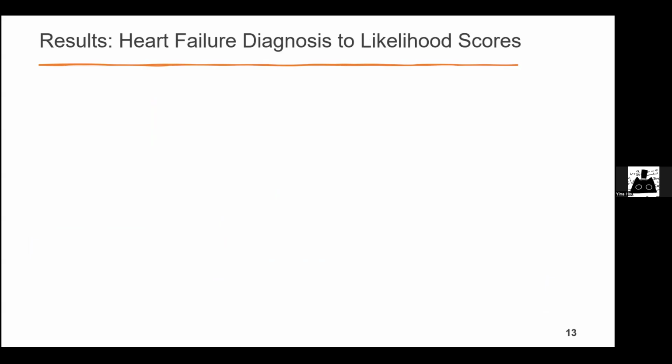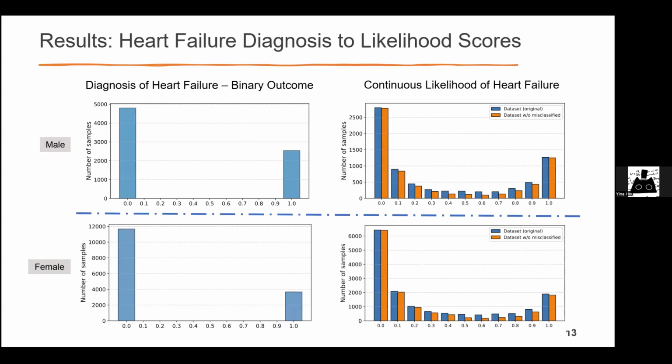After our framework, we use a distribution plot to show the performance of changing binary labels to a likelihood score for both male and female datasets. The distribution becomes more smooth and continuous. The orange color in the second figure represents the sample counts after dropping the misclassified ones.